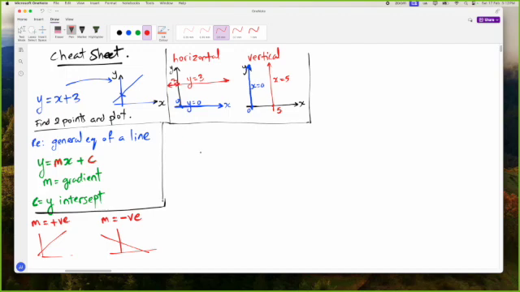So we spoke about horizontal and vertical lines. We spoke about certain things like perpendicular lines. Let me talk about parallel lines first. Parallel lines are when the gradient of the first line is equal to the gradient of the second line. So you could have a little example here.